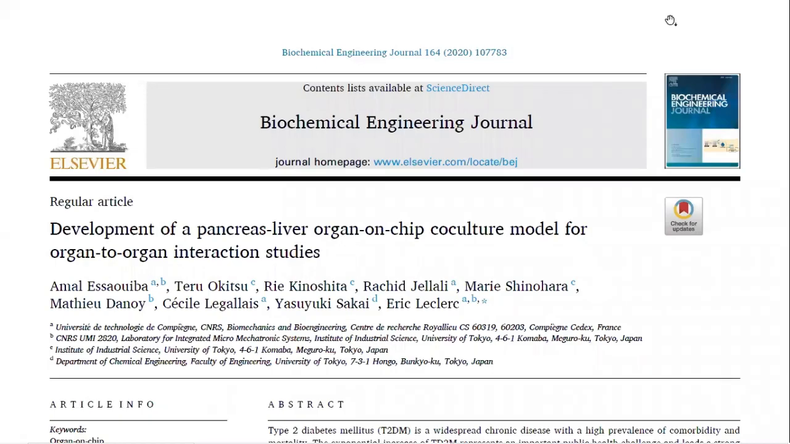Hello, everybody. Today I'm going to talk about an article called Development of a Pancreas-Liver Organ-on-Chip Coculture Model for Organ-to-Organ Interaction Studies. Type 2 diabetes mellitus is the most common form of diabetes, representing 90% of diabetic patients. It is caused by the insensitivity of target tissues to insulin and impaired insulin secretion. This disease involves interactions between several organs, including the pancreas, liver, muscle, adipose tissues, kidneys, and gut.